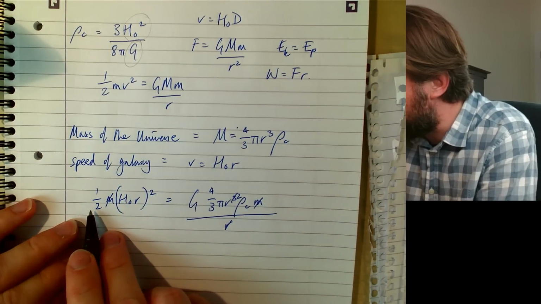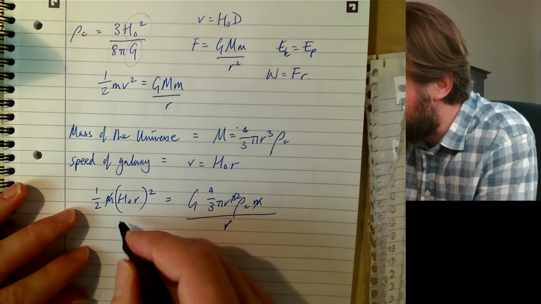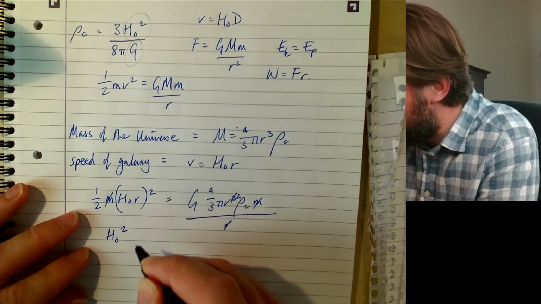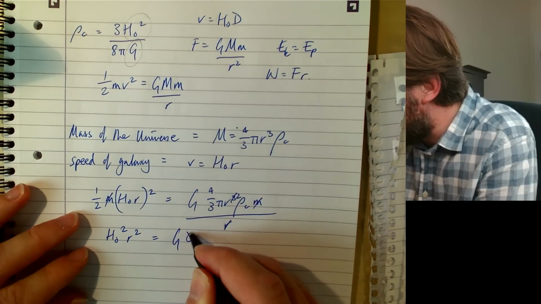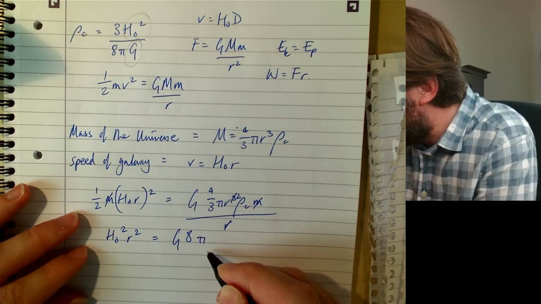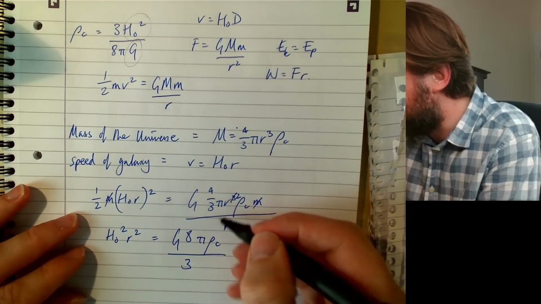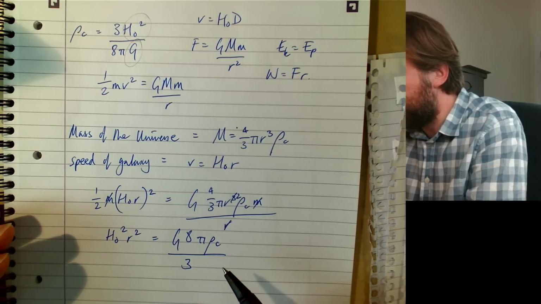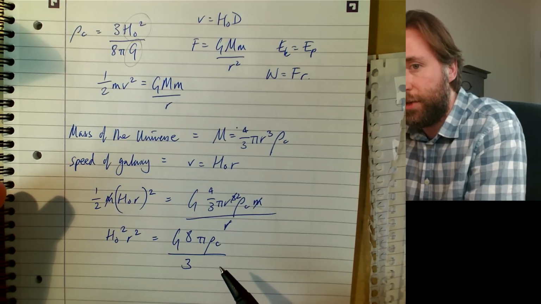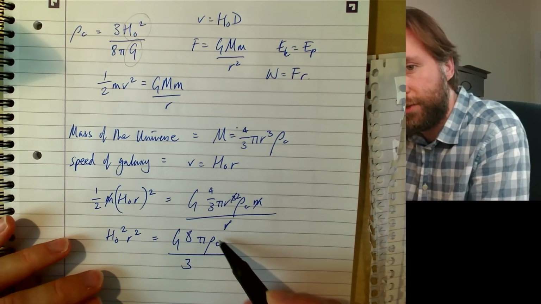I can also times both sides by 2, that'll be quite a neat little step as well. So H0 squared r squared equals G 8 pi density over 3, because I haven't changed that 3 there. And now I'm only really one step away from my final result. I just need to make it all equal to the critical density.